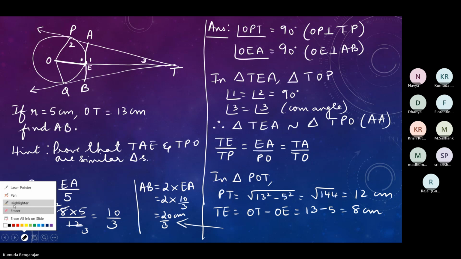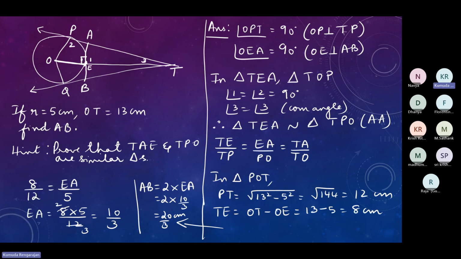Yeah. So here is 90 degrees. Radius, tangent, perpendicular. So since this is a straight line, when this is 90, angle 1 is also 90. So angle 1 is 90. Angle 2 is 90 again because radius OP is perpendicular to tangent TP.